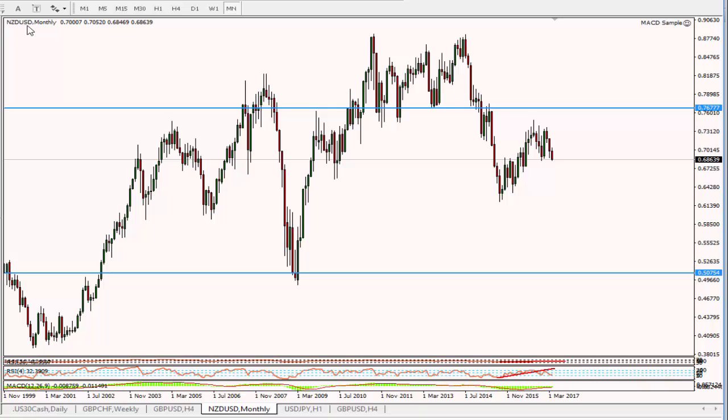We got the New Zealand versus the US dollar, and as you see here, it says the monthly. So now I'm looking at this chart, and I would like to ask a question. As you look at this chart here, what do you see? What does your eyes show you regarding this setup? Is there a setup or not? Is there a pattern or not?